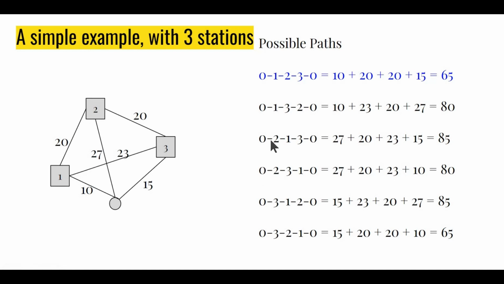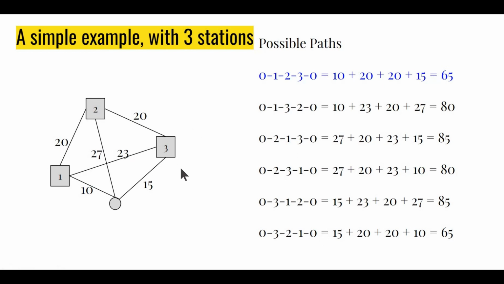There are 6 possible ideas, but you'll realize very quickly that, well, in fact, 0, 1, 2, 3, 0 is the same as, in fact, 0, 3, 2, 1, 0, because notice this is just in the reverse direction. So the cost of these two will be exactly the same. In fact, it turns out that this also is the optimal path for this example.